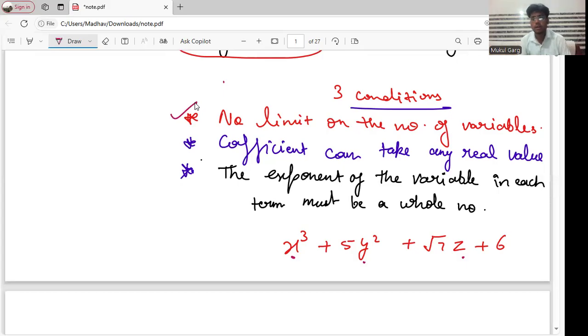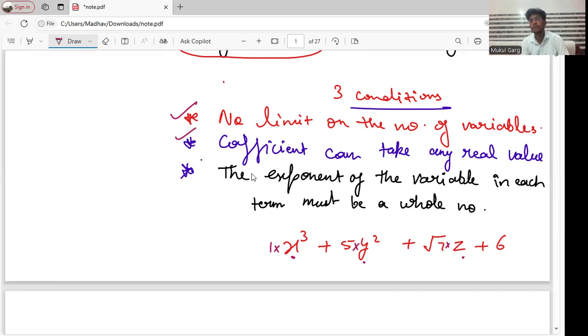Second is what? Coefficient can take any real value. What is coefficient? Coefficient क्या होता है? Coefficient is the number which is in multiplication with the variable. Variable के साथ जो number multiplication में है उसको हम क्या बोलते हैं? Coefficient बोलते हैं. जैसे यहाँ पर 5y square में अगर आप देखो तो 5 multiplication में है y square के साथ. So that's why 5 is the coefficient. Here root 7 is in multiplication with z, so root 7 is the coefficient of z. Here 1 is in multiplication with x cube, so 1 is the coefficient of x cube. So I told you coefficient में आप कुछ भी real value रख सकते हो, so it doesn't matter at all. So second condition भी satisfy होगी.